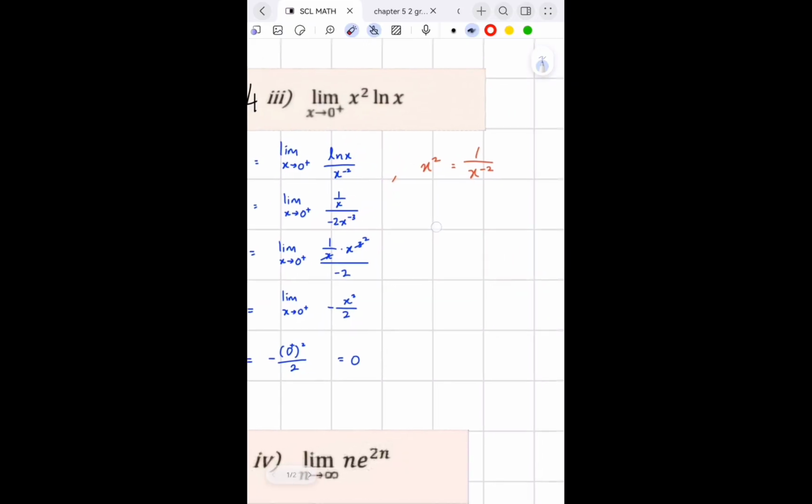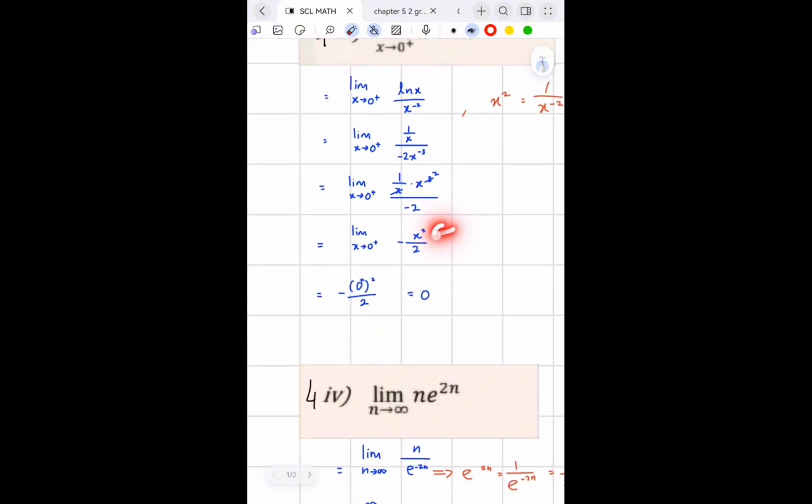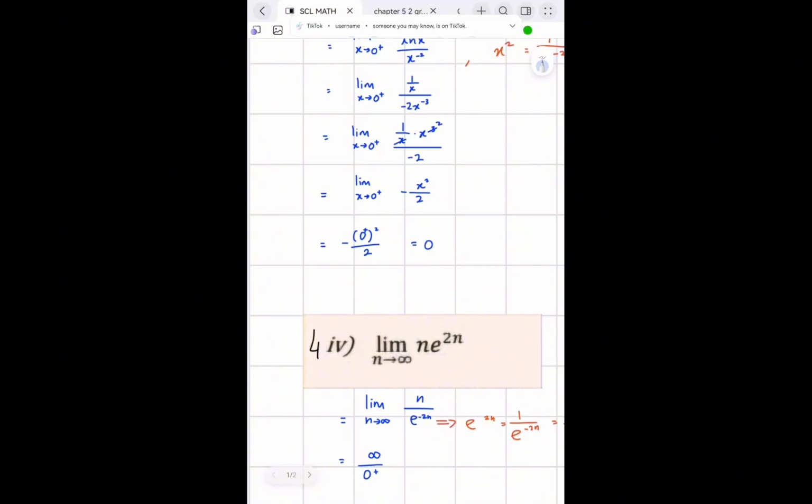And then we will bring x to the power of negative 3 to the denominator, so negative x cubed over x. So x here cancels, the 3 here cancels, becoming 2. So that's why it is x squared over 2 and negative here. And lastly, we will substitute 0 plus for the x here, and then we will get the final answer of 0.